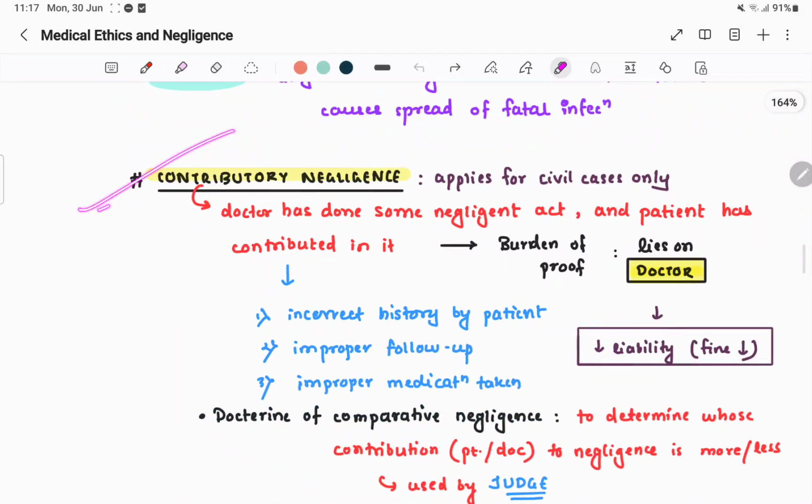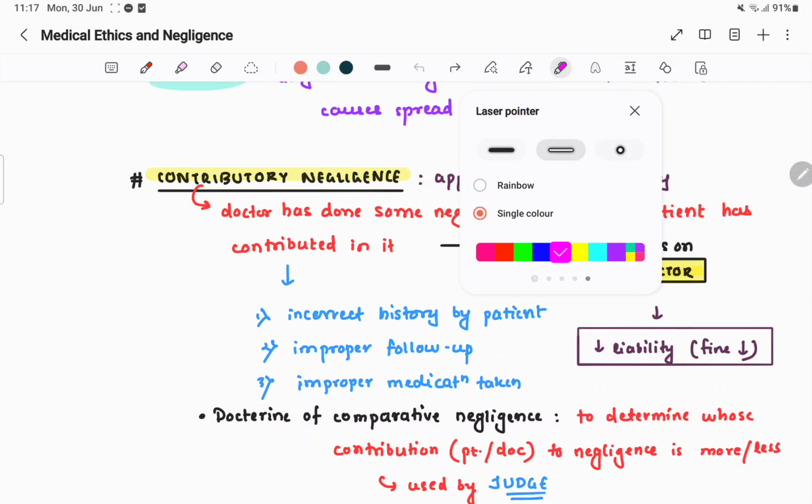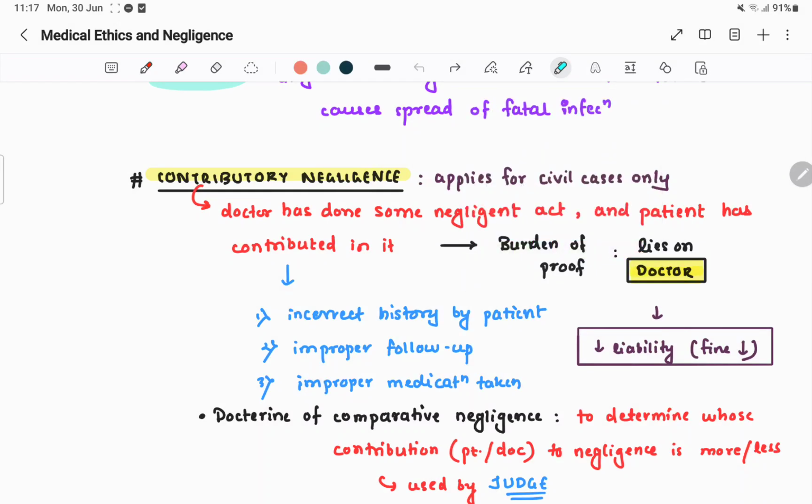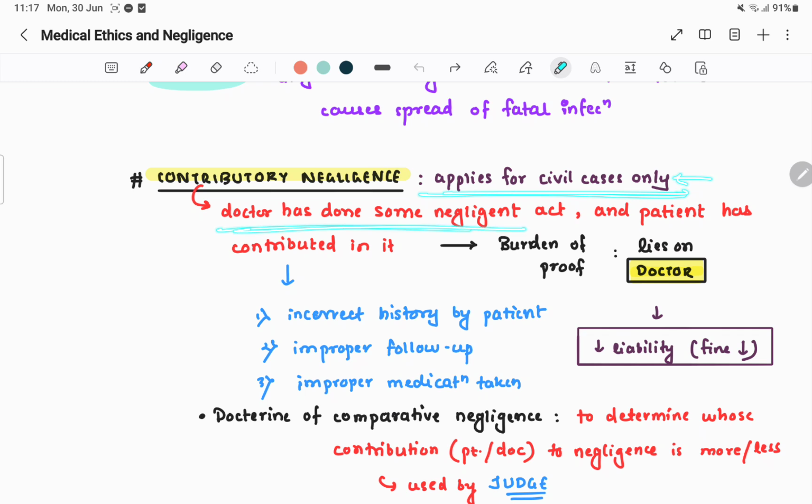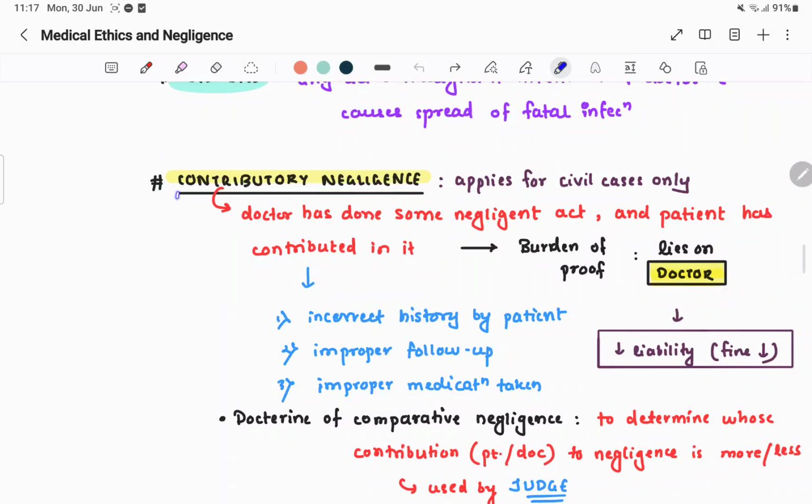Okay, we have something called contributory negligence, which applies for civil cases only. The doctor has done some negligent act and the patient has contributed in it. Burden of proof lies on the doctor. The doctor has to prove it. And if he can prove it, then the fine will be less for the doctor. So it is a defense. It is a defense for the doctor.